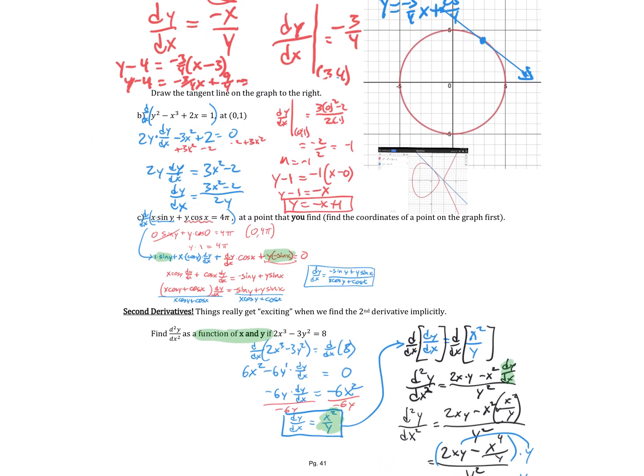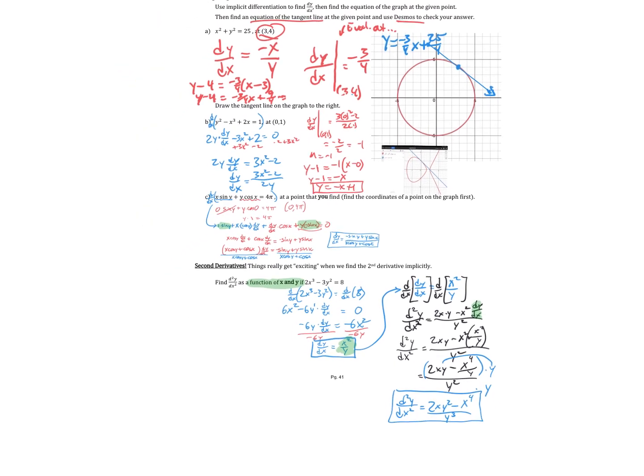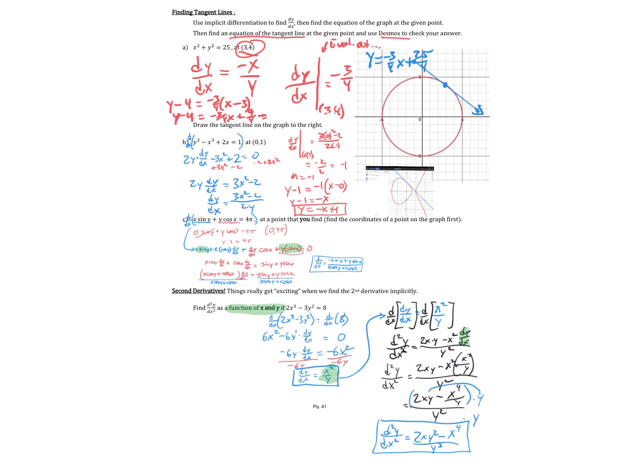All right, great. Well, that is implicit differentiation. It's a little different there. Remember, when you're taking the derivative of something with a y, we need to use the chain rule. That's the key. So, great job. Thanks a lot.